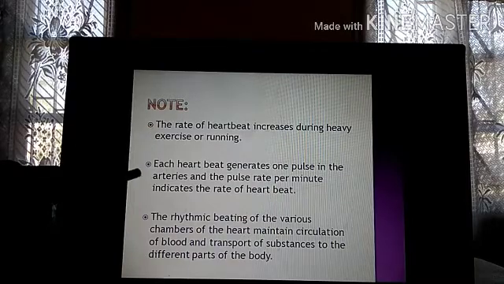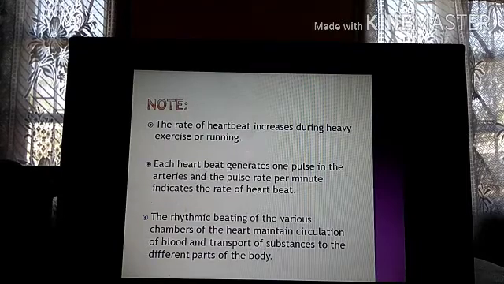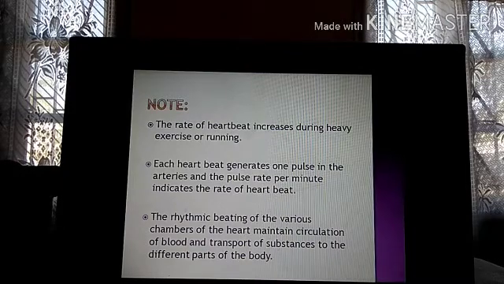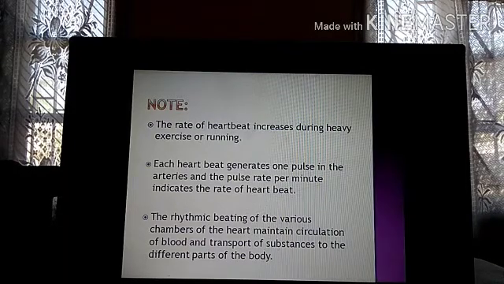Each heartbeat generates one pulse in the arteries, and the pulse rate per minute indicates the rate of heartbeat. That means one time the heart beats, one time the blood will flow through the arteries, and you can feel the pulse one time. Understood? 2 times the heart beats, 2 times the blood flows through the arteries, and you can feel the pulse twice. The number of times the heart beats will be your pulse rate. So your pulse rate and your heartbeat are the same. It will be 72 to 80 times per minute.